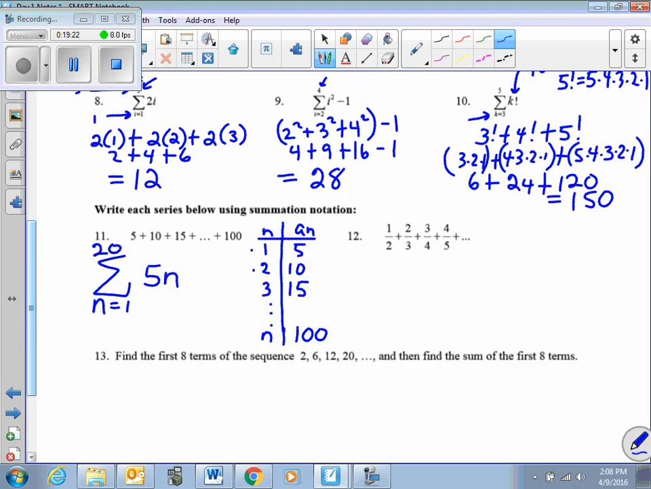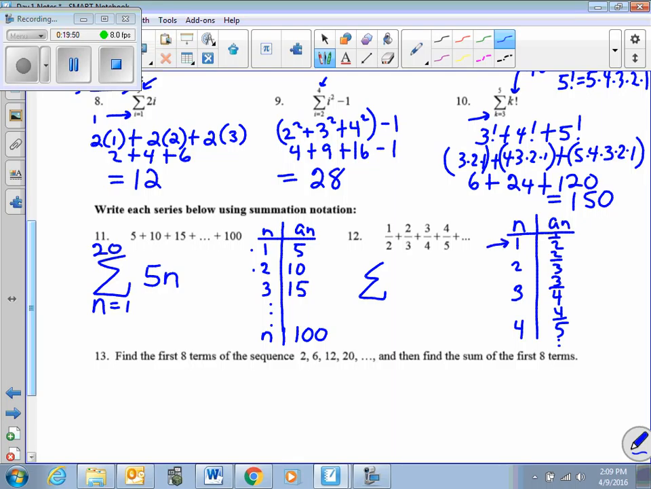All right, let's try another one. Make our table, n and a sub n. First term is a half. Second term is 2/3. Third term, 3/4. Fourth term, 4/5. And so it will go. So let's see what's happening here. We got the sum. And what am I doing?